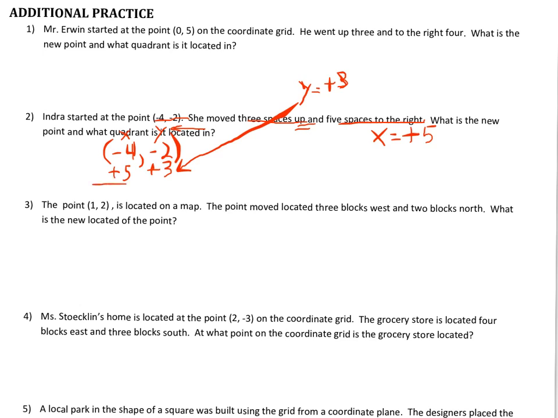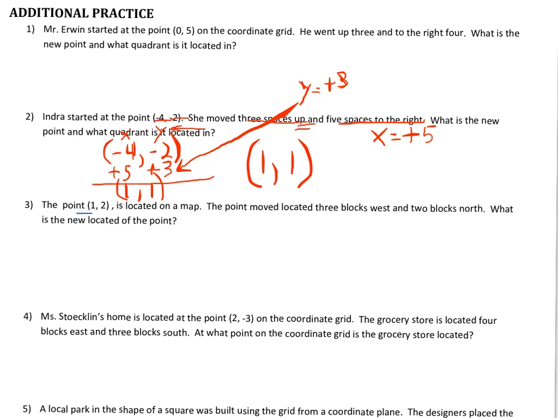So now all I have to do is basically just add these. What's -4 plus 5? Well, that would be a +1. And then what is -2 plus 3? That would also be a +1. So my new ordered pair and my answer would simply be 1, 1. If you have a question on that, make sure you put a question mark and we can go over that in class. Alright, number 3.